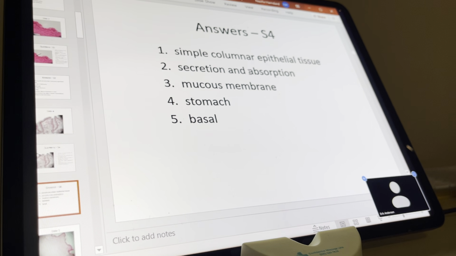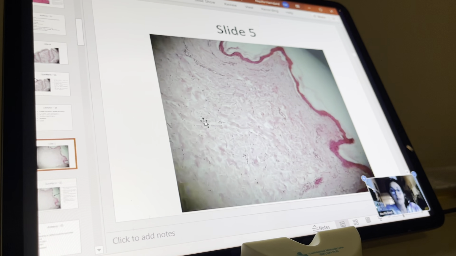Gotcha. Thank you. So the specific tissue is simple columnar epithelial. The function, secretion and absorption, just like simple cuboidal. What's the type of membrane? This is general, mucus. What's the organ or the specimen? Stomach. What's the surface? Basal. Okay, so this is our last slide because my little baby needs to go to sleep.